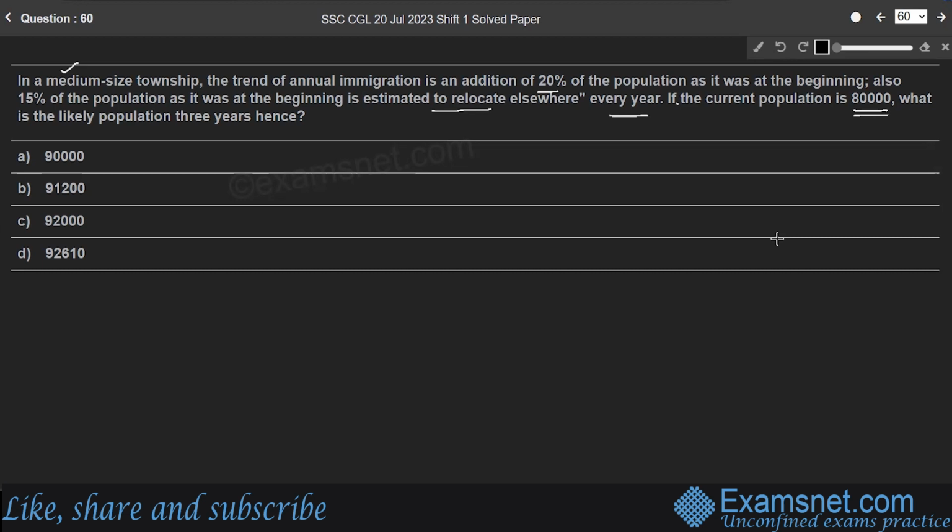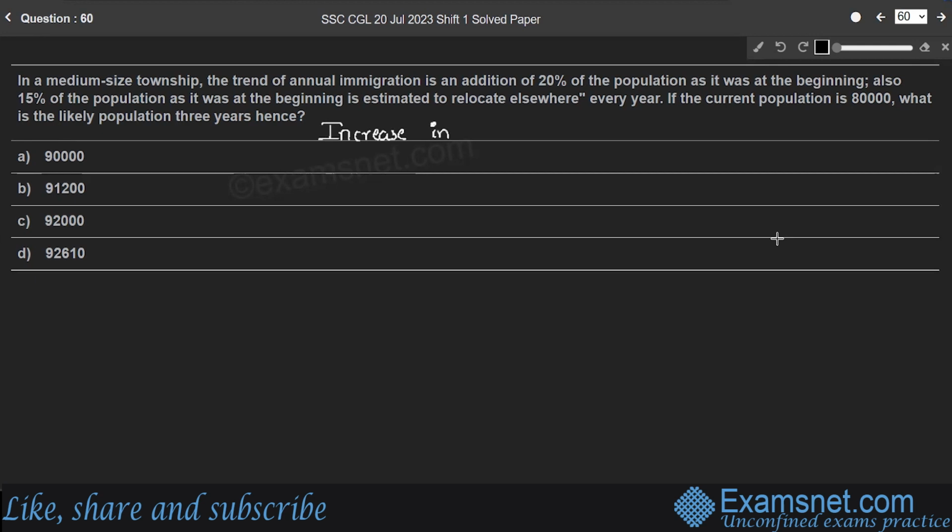Here students, increase in immigration every year is 20%. Right? So decrease in the population because of relocation is 15% every year. Therefore, let us consider the net increase, because increase is greater than the decrease, right? So increase percentage is greater than decrease. Therefore, we'll take the net increase in population every year. In 3 years, what is the net increase or the total increase in population? We need to find.